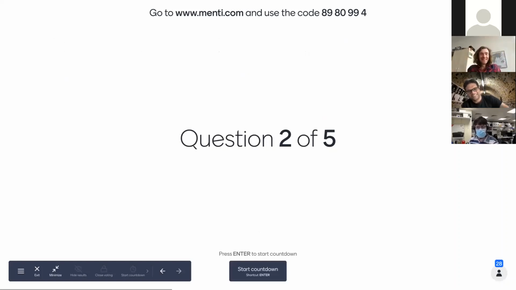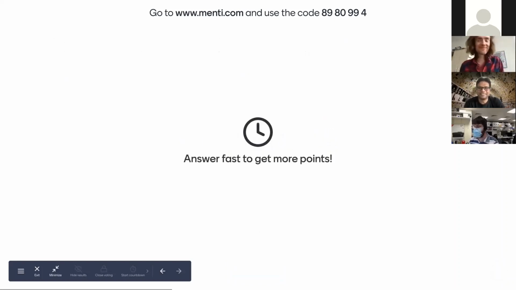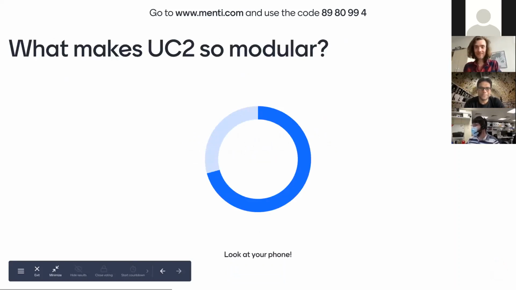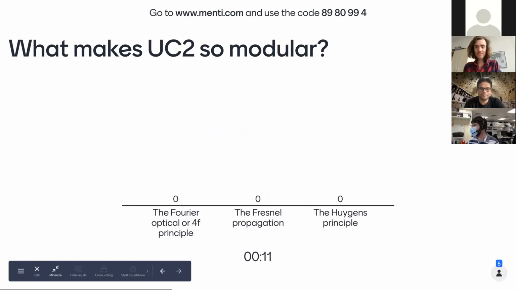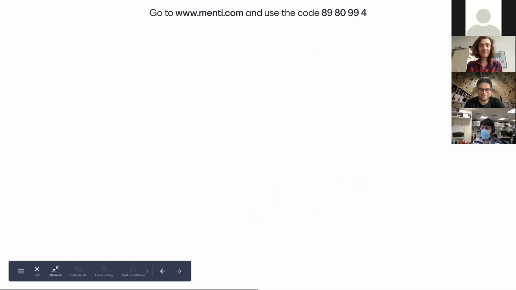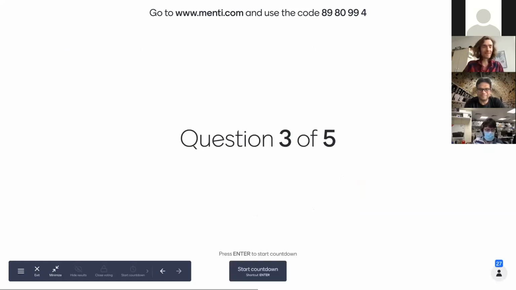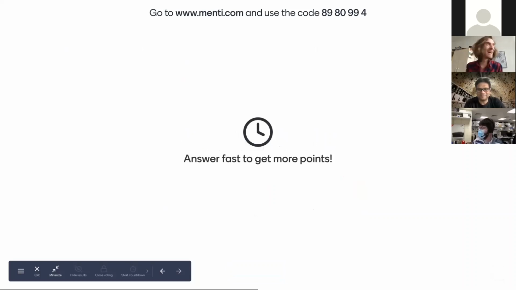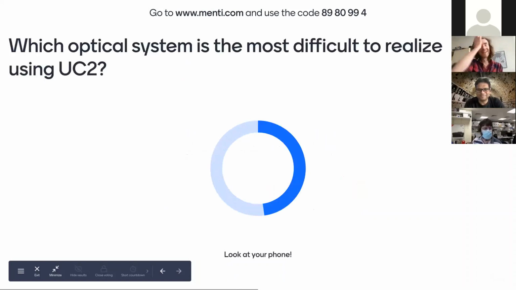Question 2. So what makes UC2 so modular? So you have 3 answers here. The Fourier optical 4F principle, the Fresnel propagation, and Huygens principle. Yeah, you're right. So people listened really well for that one, I think. Excellent. You can make some comments, Ben, if you want. I'm just observing. It's interesting when you're giving the lectures what people actually learn.